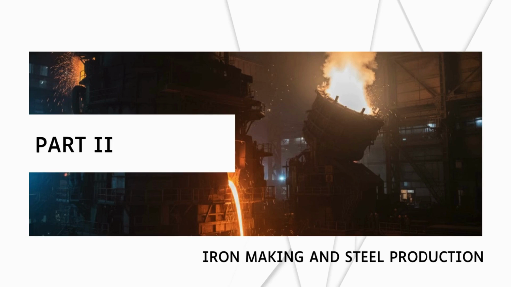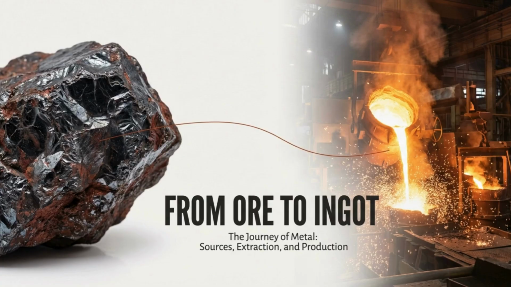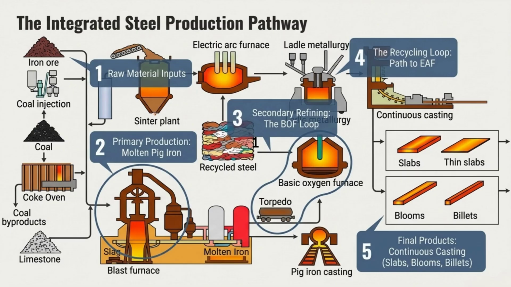Let's look at part 2, the production of metals, from ore to ingot. We have spent part 1 learning how to identify metals and understanding their properties. But have you ever wondered how a jagged, rusty-looking rock from deep in the ground becomes a shiny, precision-engineered gear or a sleek aluminium soda can? Welcome to part 2, the production of metals.